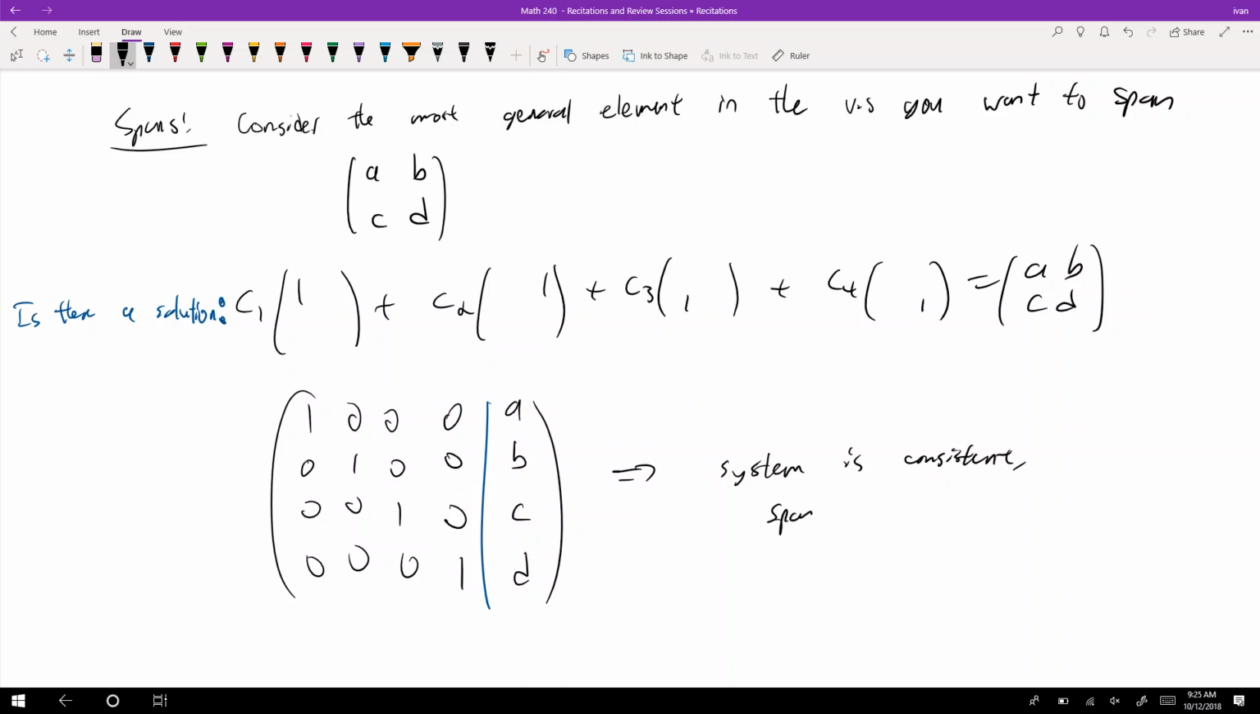So it spans. In fact, you see that C4 is equal to D, C3 is equal to C, C2 is equal to B, C1 is equal to A by back solving. But that doesn't really matter because you just had to show that it spans. So we've shown that it's linearly independent and that the vectors span, so therefore it's a basis. Any questions?